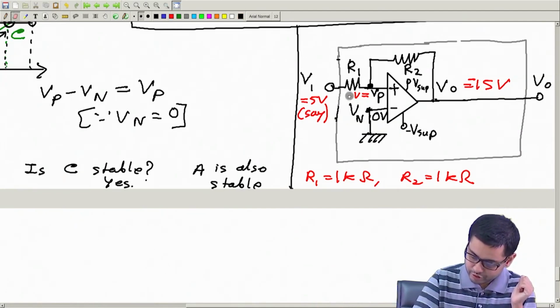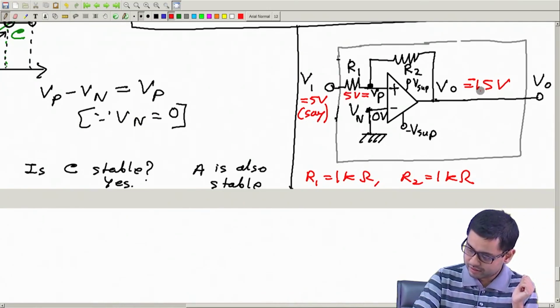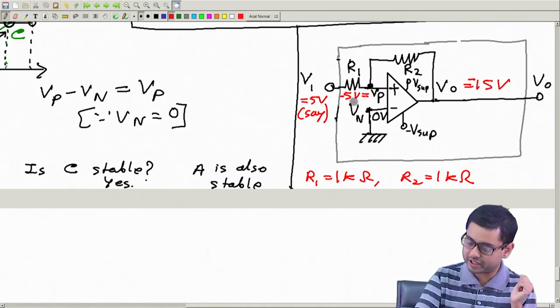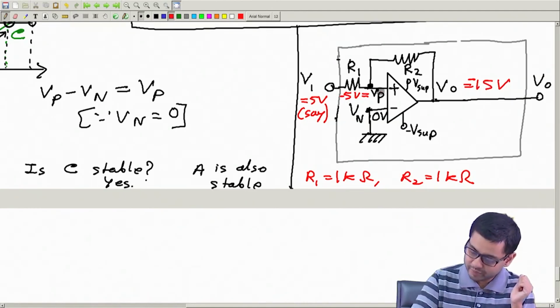So this will be 5 volt, because 5 minus 15 is minus 10, divided by 2 is minus 5. Okay, so this will be minus 5. Now that means this is 0, this is minus 5.